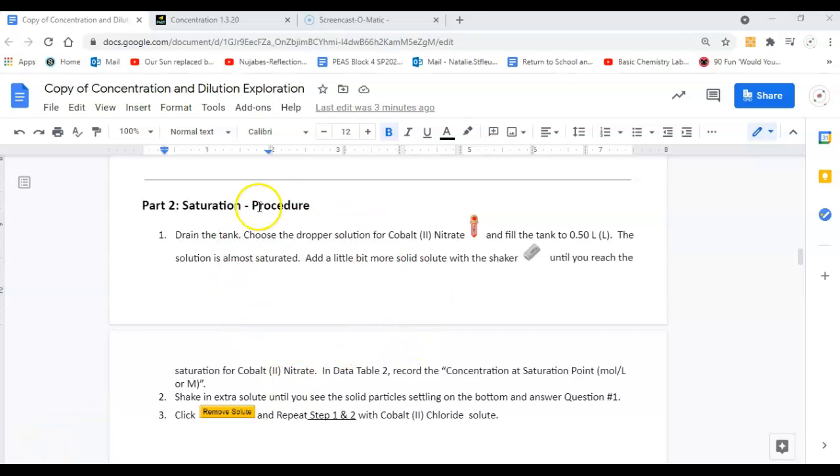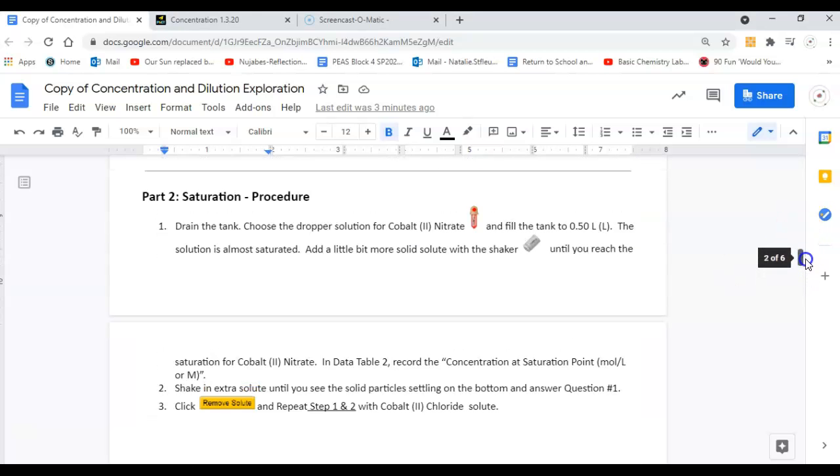Okay, welcome to the video for part 2, saturation procedure. So in this case, what we're going to do is explore saturated solutions, which may not mean much to you now, but there's a video that you're going to watch that will explain what a saturated solution is, but you probably can figure it out from the lab.